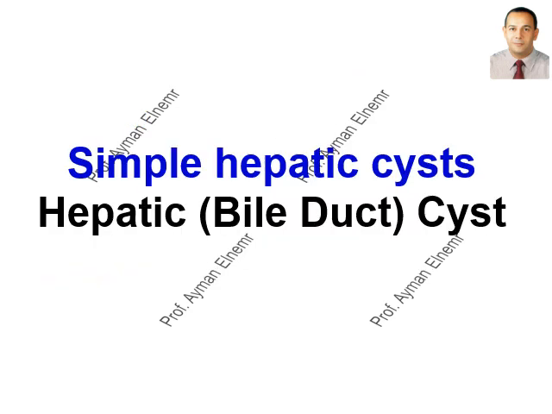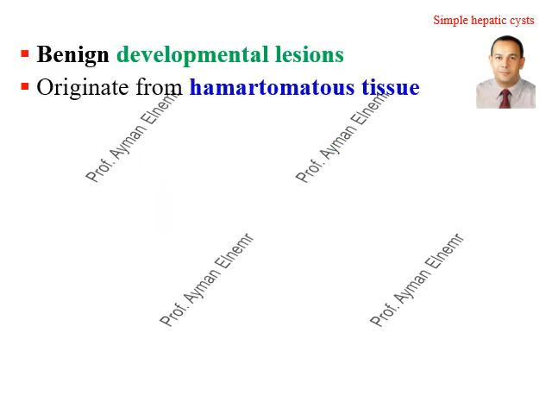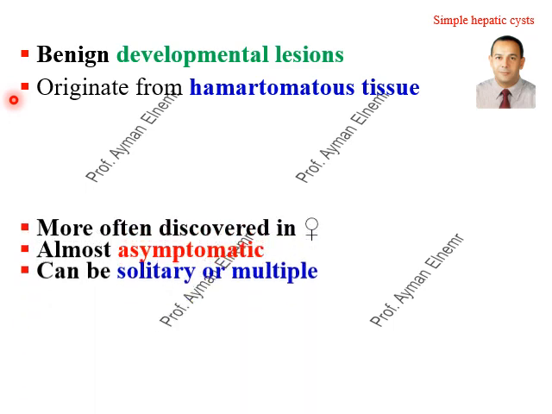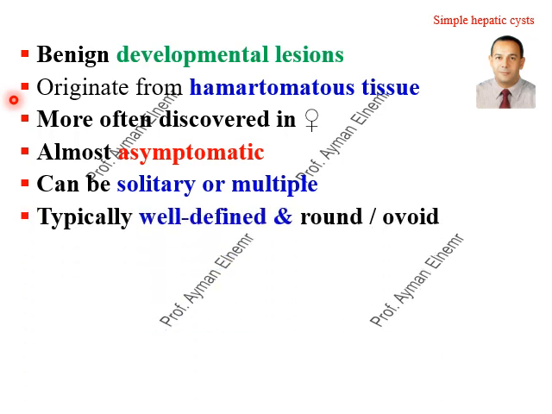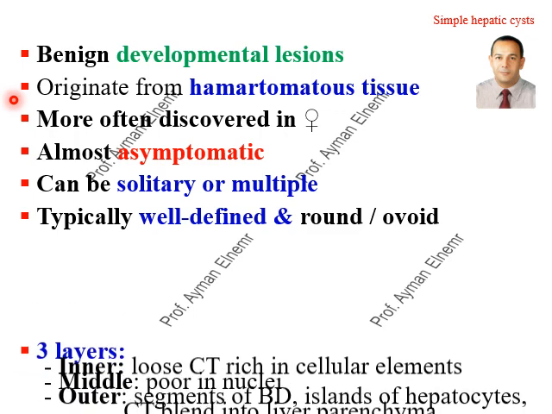Simple hepatic cysts or hepatic bile duct cysts. Simple hepatic cysts are benign developmental lesions, originate from hamartomatous tissue, more often discovered in females, almost asymptomatic, can be solitary or multiple. Typically, they are well defined with a rounded or ovoid shape.